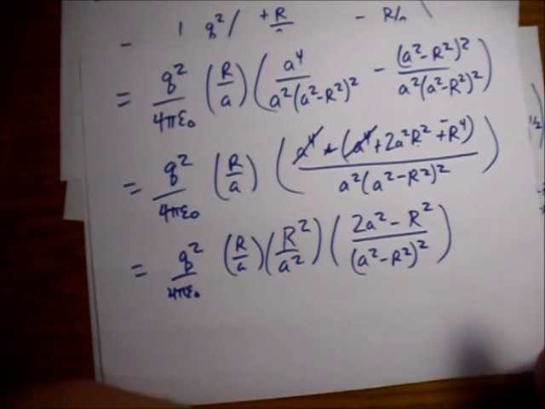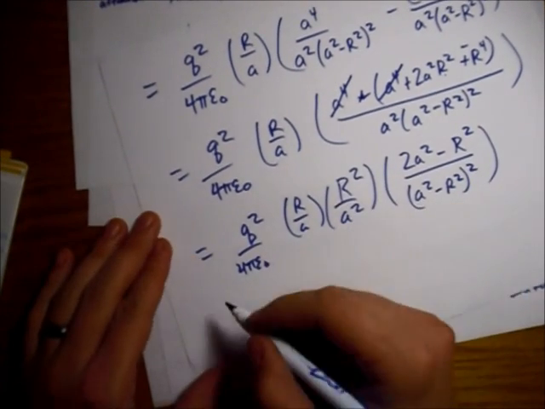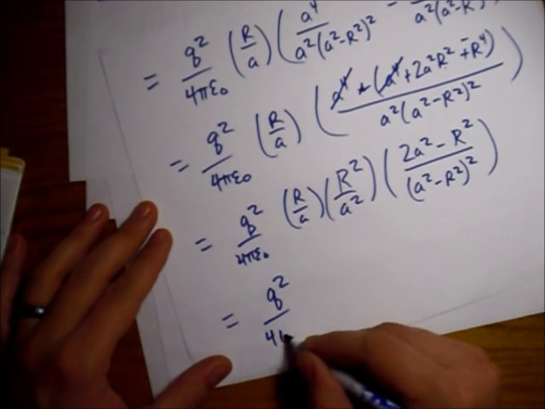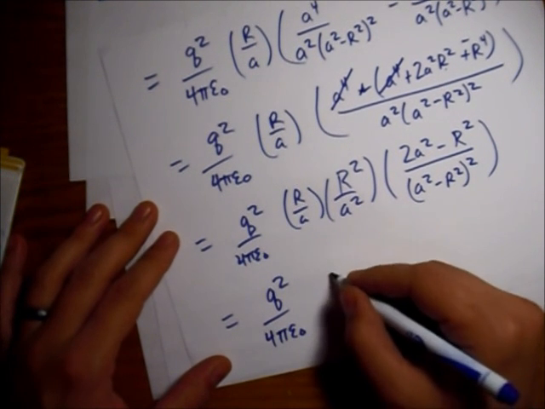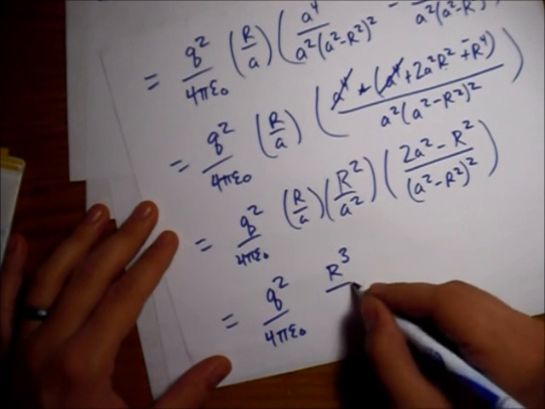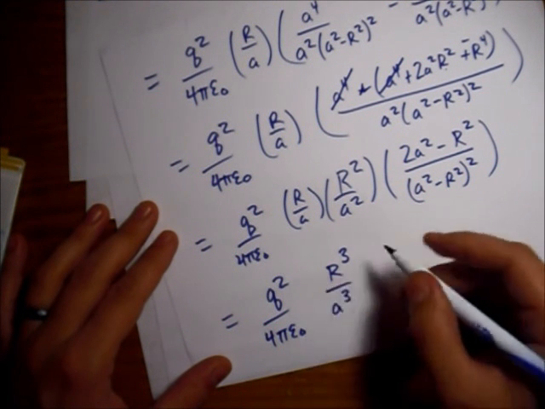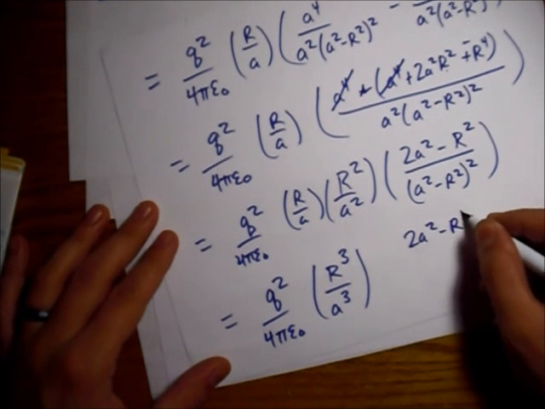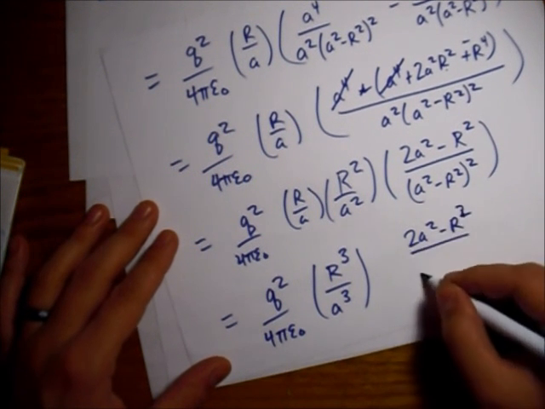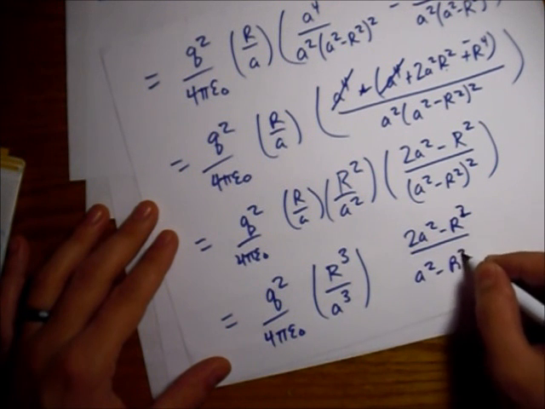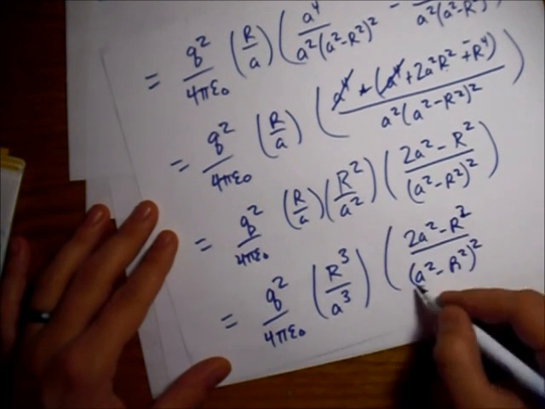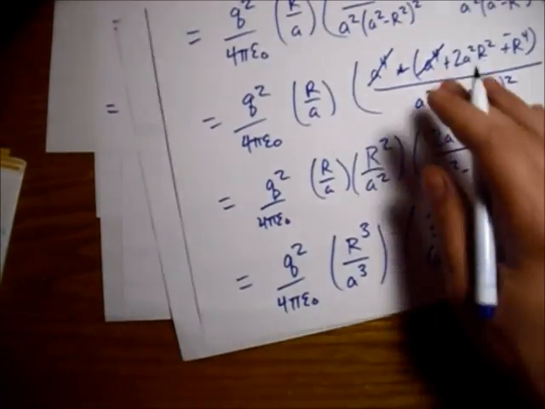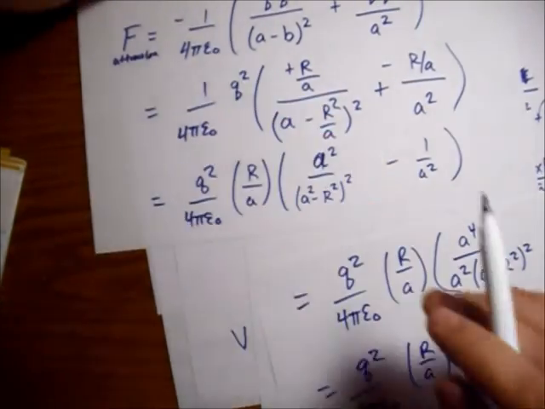Okay. We'll do one more line and just combine these two terms together real quick. Q squared over 4 pi epsilon naught, then we have an R cubed over A cubed, and then a 2A squared minus big R squared, over A squared minus big R squared, quantity squared. And this is our answer. I don't remember what it was. We were finding the force of attraction.